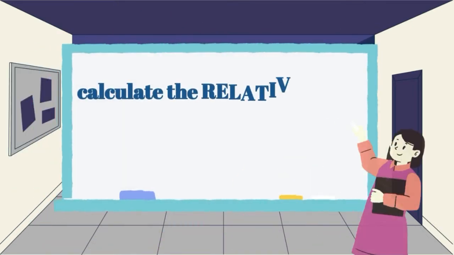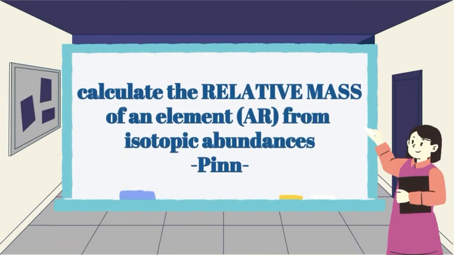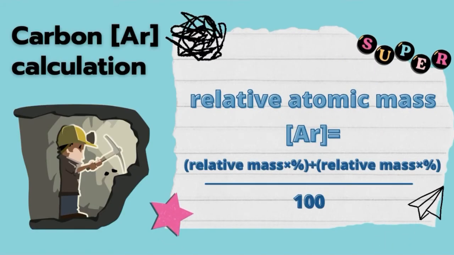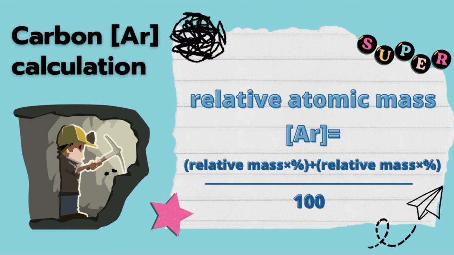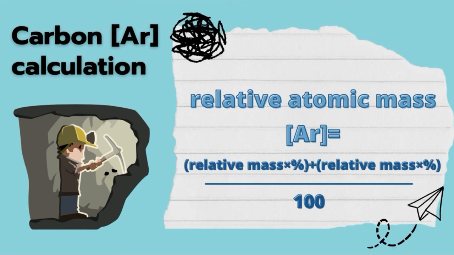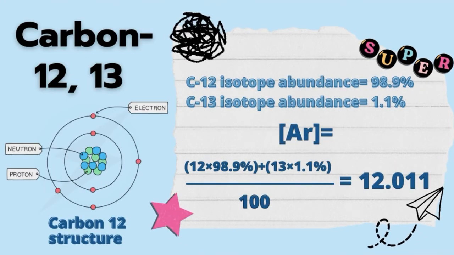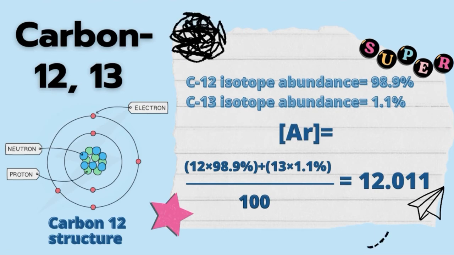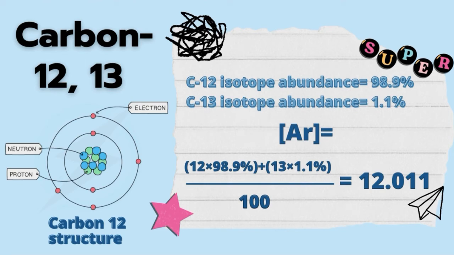And the last topic of our group will be calculating the relative mass of an element from isotopic abundance. For the calculation and the real-life application, I chose carbon, and this is basically the formula of how you calculate the relative atomic mass. We have carbon 12 and 13 in our calculation, and we basically take the sum of the isotope mass times the percentage, divided by 100, so you can get 12.011, which is the relative mass.